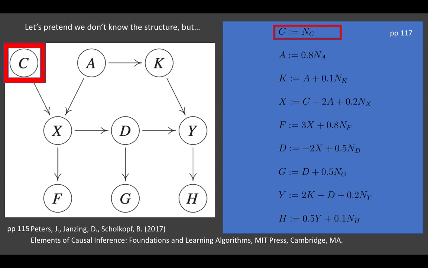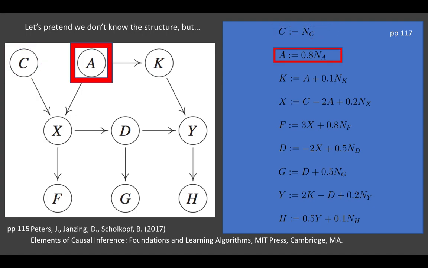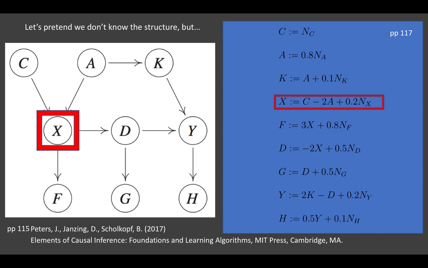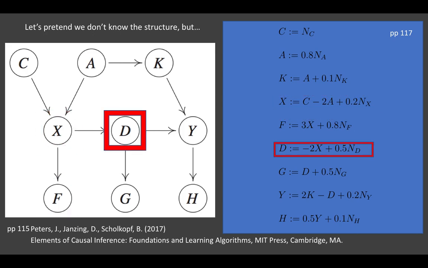So the equations on the right are structural equations, and they simply describe the relationship between these variables. This choice of graph is completely arbitrary, and you could choose any different graph that you wish. But just to give you an example, C has no arrows pointing into it, so it's solely determined by its own random noise. It could be a random normal distribution. A, again, is its own noise source, so 0.8 times some random normal distribution. K is a function of A and its own noise, X is a function of C and A and its own noise, and so on for the rest of the variables.